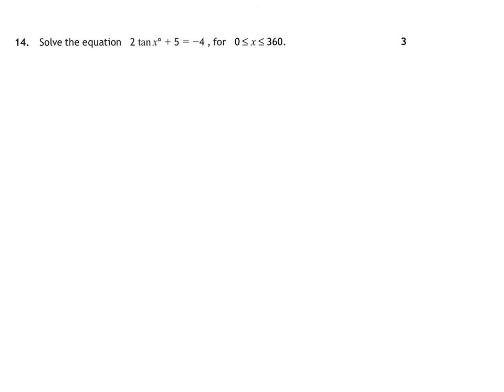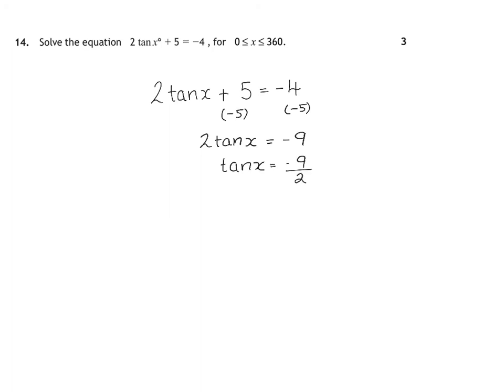Right, so we have 2 tan x plus 5 equals minus 4. So we need to solve this between 0 and 360. So we need to arrange it to get tan x equals a number to start with. So we're going to take away the 5 from both sides. So we're going to get 2 tan x equals minus 9. And then we're going to get tan x equals minus 9 over 2 when we divide both sides by 2. So at this point comes our CAST diagram.